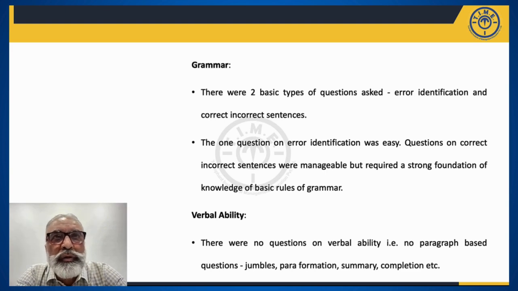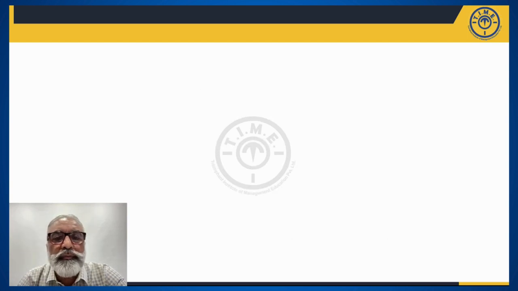Equally missing were questions on verbal reasoning, where you had no questions on conclusions, inferences, assumptions, courses of action, cause and effect, and so on and so forth. So these two areas were missing. There were three areas present: vocabulary, reading comprehension, grammar. Two areas were missing: verbal ability, and within that the conclusion based questions and the para based questions. This is broadly the analysis of the fourth and final area called verbal ability and reading comprehension.